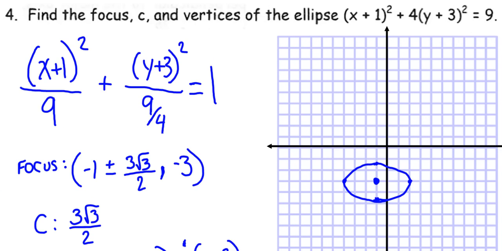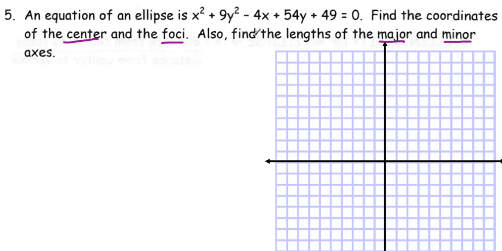Let's call this expanded form then. So this is our expanded form. It's not in the standard form that we want for an ellipse. So we're going to have to use some of our completing the square skills. Let's gather our x's together. So we've got x squared minus 4x. Leave a little space. We've got our y's, so 9y squared plus 54y.